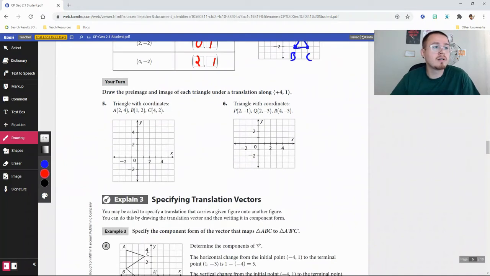So your turn. You're given the vector. You're going -4, 1. So left 4, up 1. So I would make a little chart. Do the math. Set up the rule. Plot your points. Draw them.